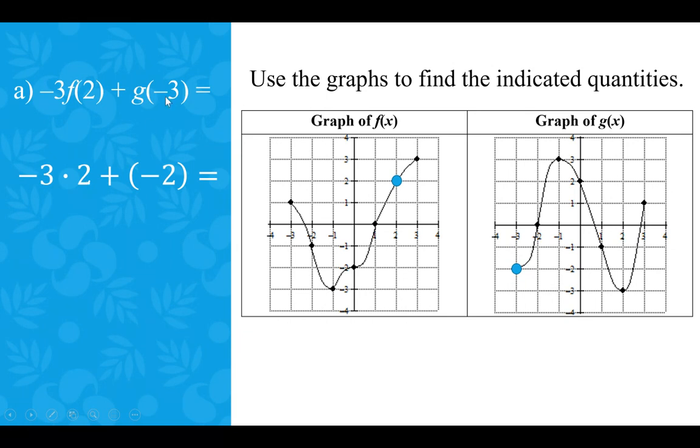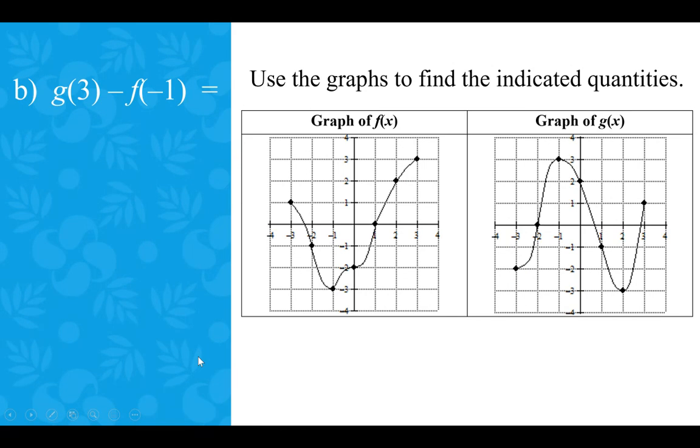For g of negative 3, I will of course refer to the g function. G of negative 3 means I'm looking for the y value when x is negative 3. So I find my x value of negative 3, and on the graph I note that when x is negative 3, the y value is negative 2. So I simply substitute those y values into my expression and use order of operations to simplify. And so this quantity is negative 8.